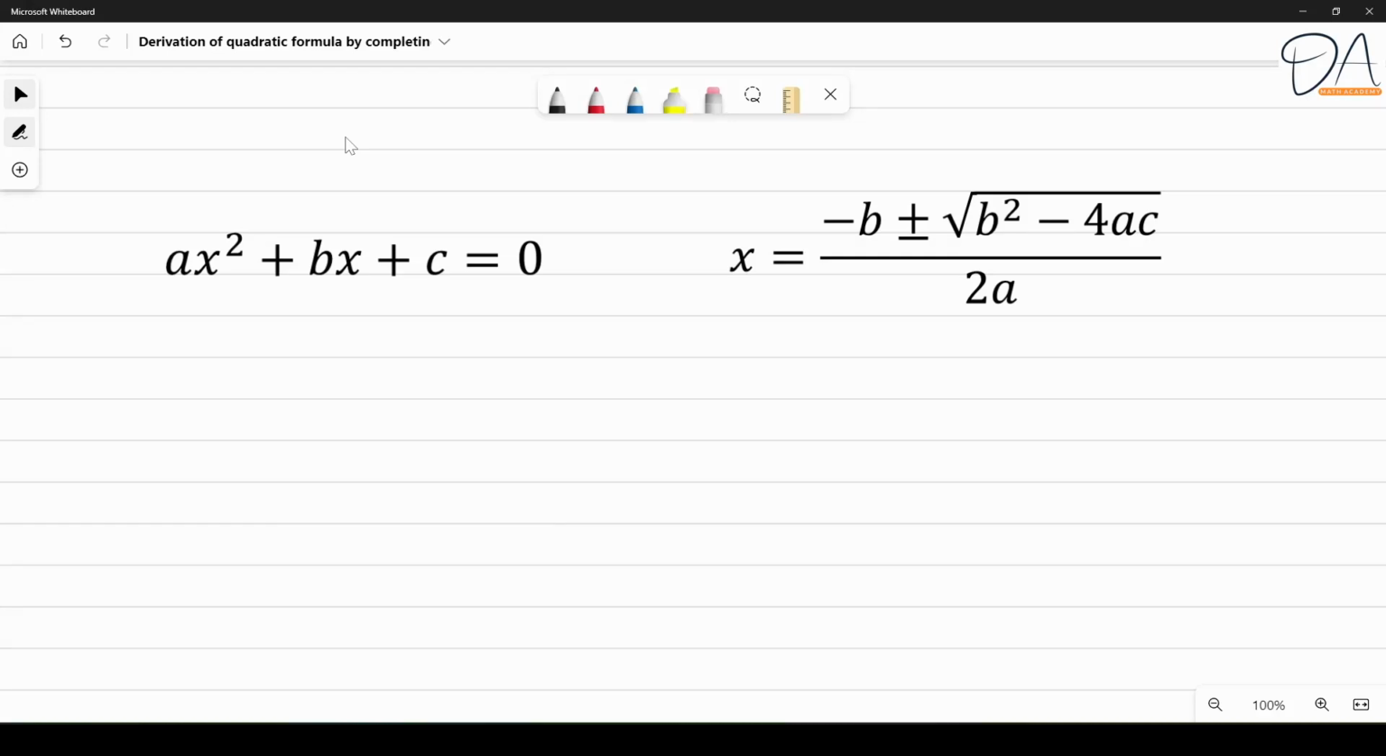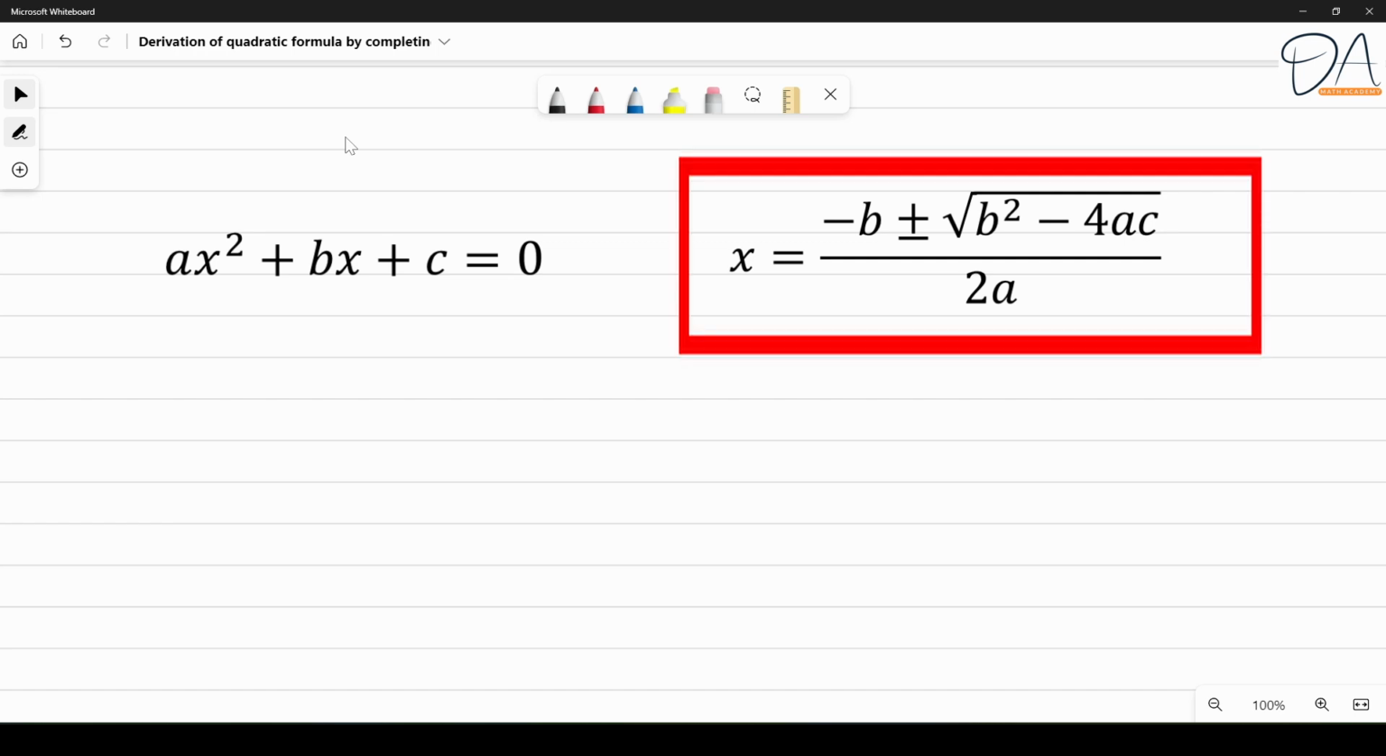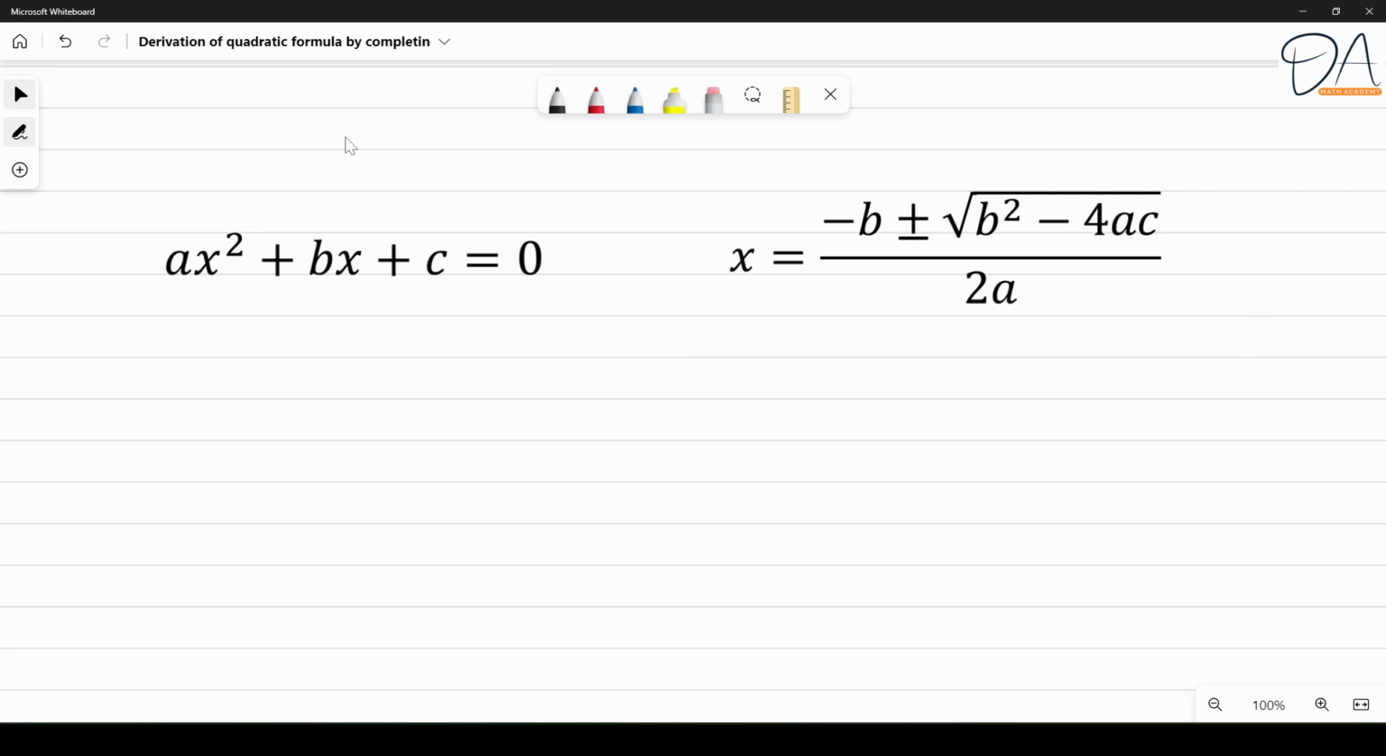In this video, we focus on two things. First, we prove the quadratic formula. And the second thing is that we'll try to understand why the discriminant determines the number of roots.